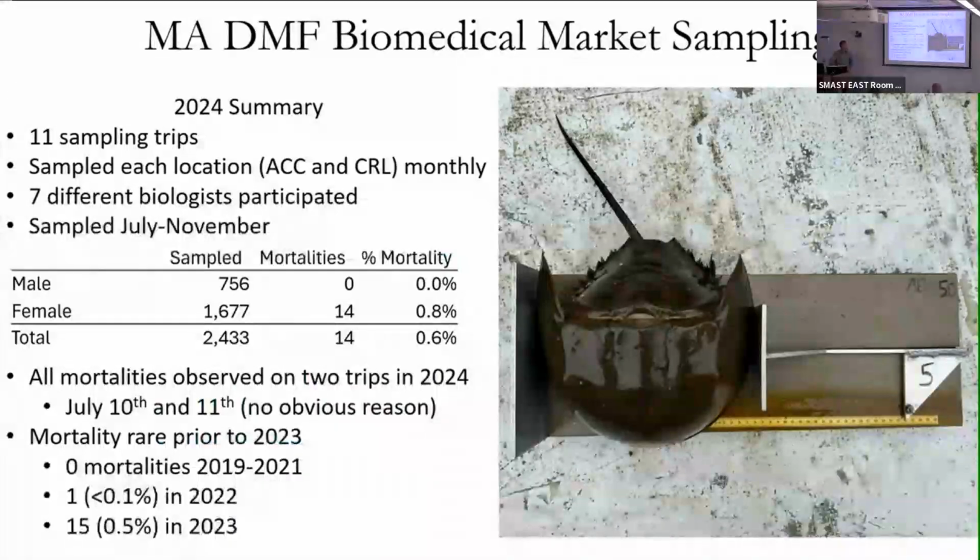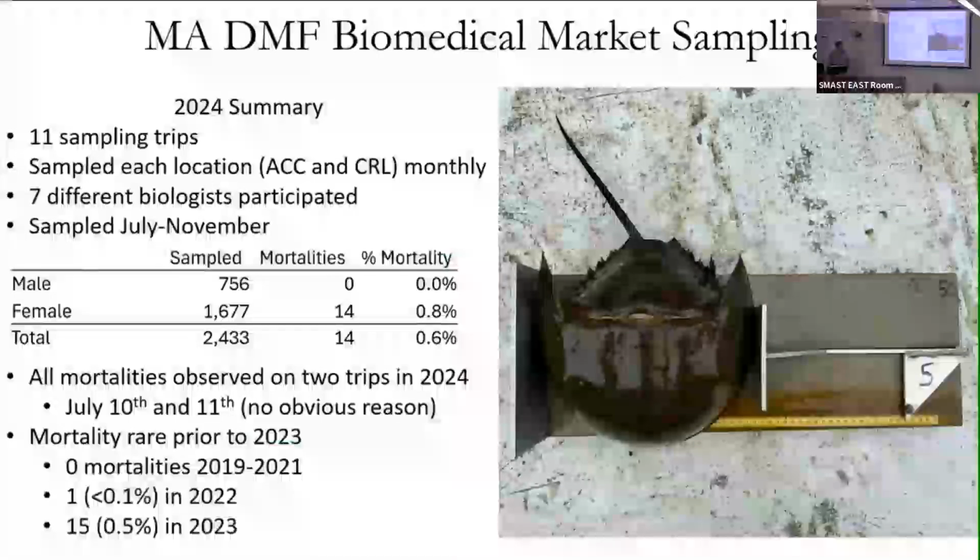Mortality prior to 2023 was rare. From 2019 to 2021, we saw no mortalities. We saw 1 in 2022, but it went up to 15 in 2023. So that's a 0.5% mortality rate. Still pretty low, but it's going the wrong direction there.